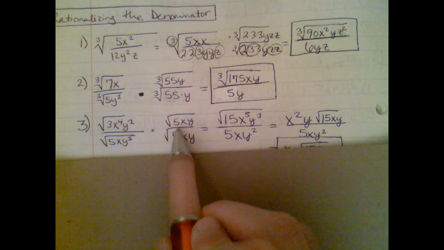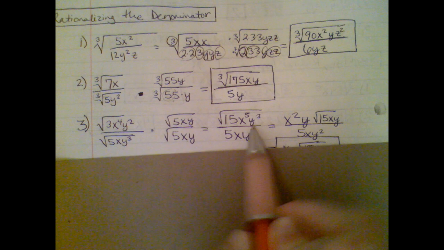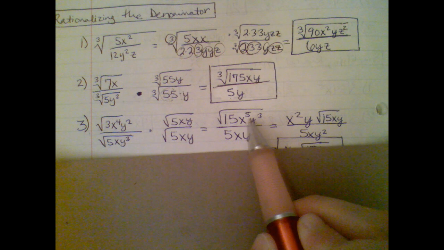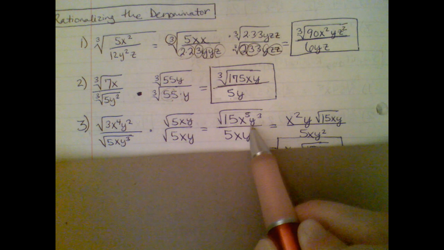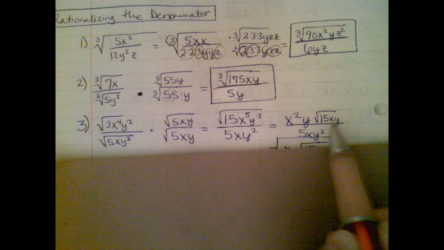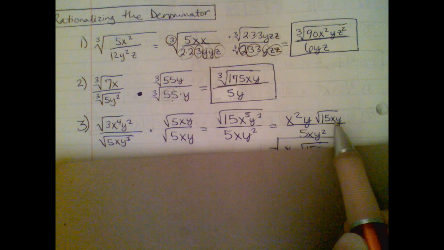So 3 times 5 is 15. I have 5 x's, 3 y's. And so then since I have 5 x's, I can bring out 2 pairs. So x squared. I have 3 y's, so I can bring out 1 pair. And then I'm going to have 1 additional x and y underneath. 15 is just 3 times 5. I don't have a pair of anything, so then I leave that.